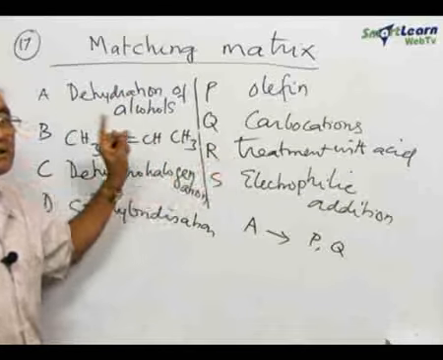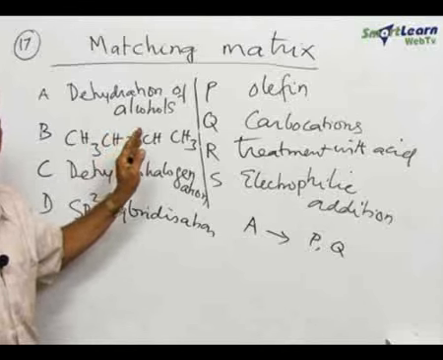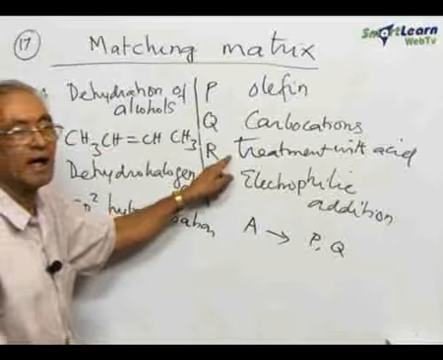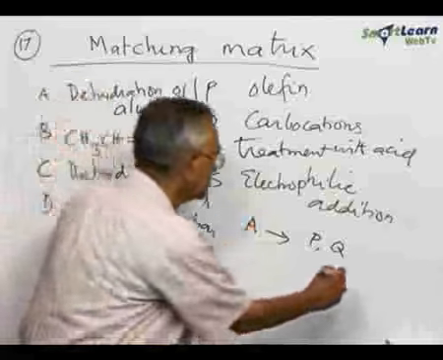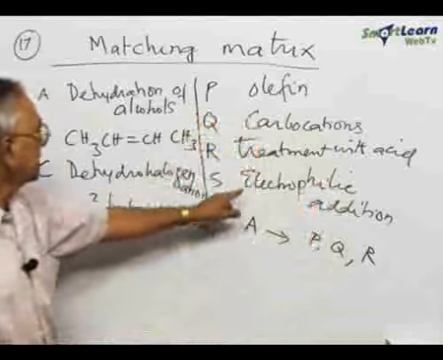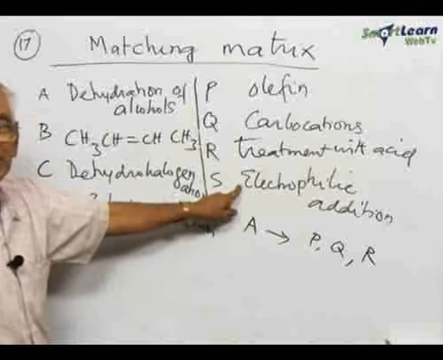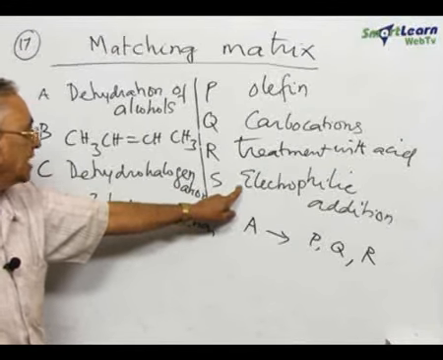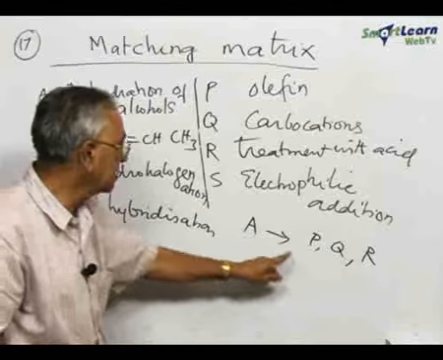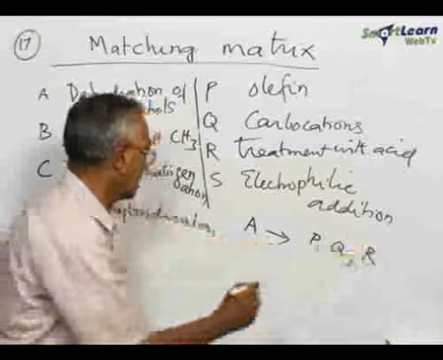Then, dehydration of alcohol always occurs under the influence of an acid. So, when alcohols are treated with acid, it undergoes dehydration, giving rise to olefin. Therefore, R also is correct. Whereas, dehydration of alcohol is not any addition, it is only an elimination reaction. So, S does not correspond with that. Therefore, A matches with P, Q and R.